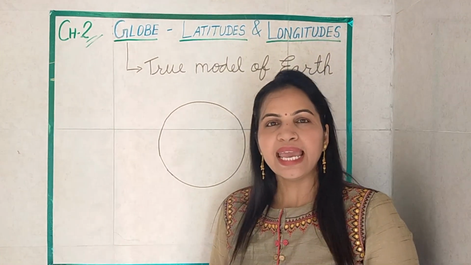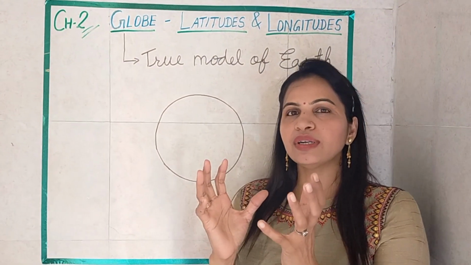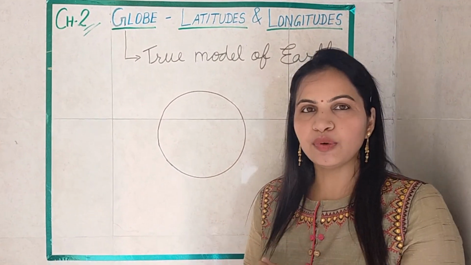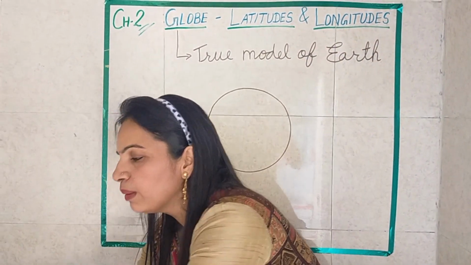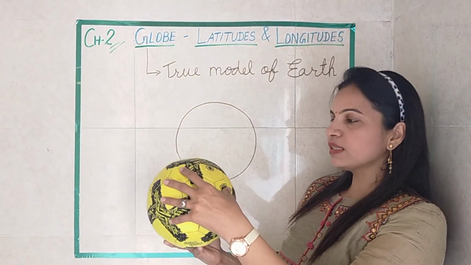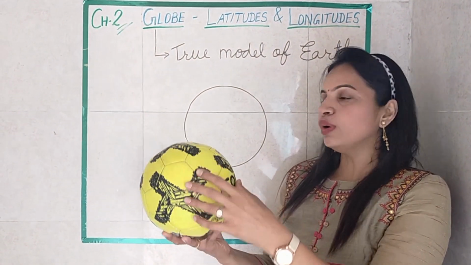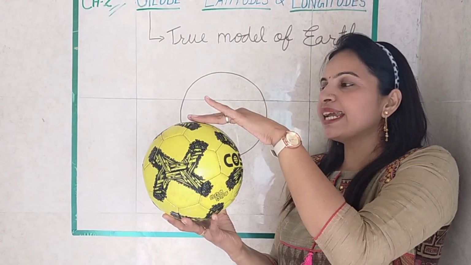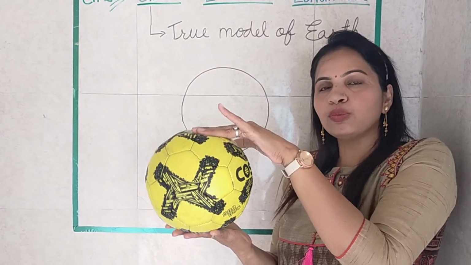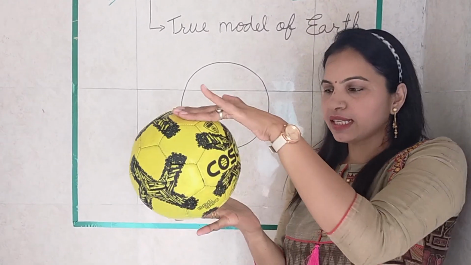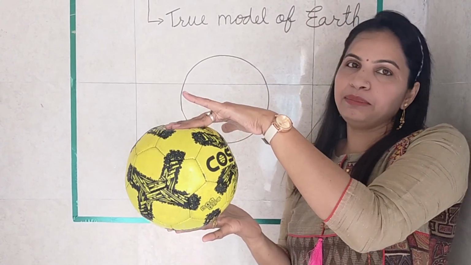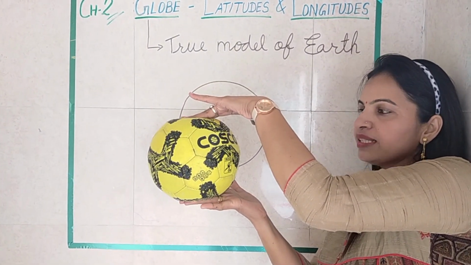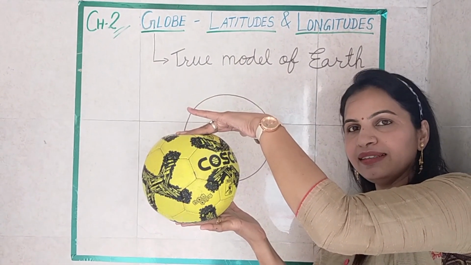But students, as we know, our earth is not a complete sphere. It is slightly flattened at the poles. Let's try to understand with the help of this ball. Suppose this ball is our earth, so it is not of this shape. What's the true shape of the earth? It is slightly flattened from the north pole and from the south pole and bulging at the middle. So the true shape of earth is flattened from the poles and bulging at the middle.